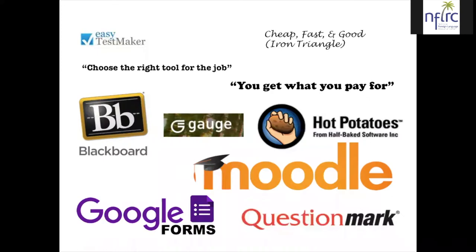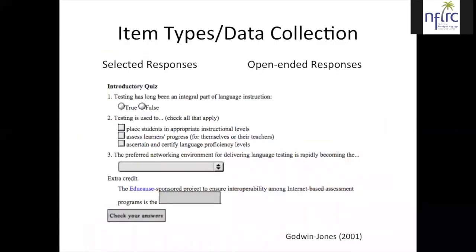Also, you get what you pay for. So there are quite a few free tools out there, and they usually come with advertisements or may not have all of the bells and whistles, the features that you need. So it depends on your resources and the institution that you work for. So when you're looking at the tools, it's important to look at what item types are offered through those tools.